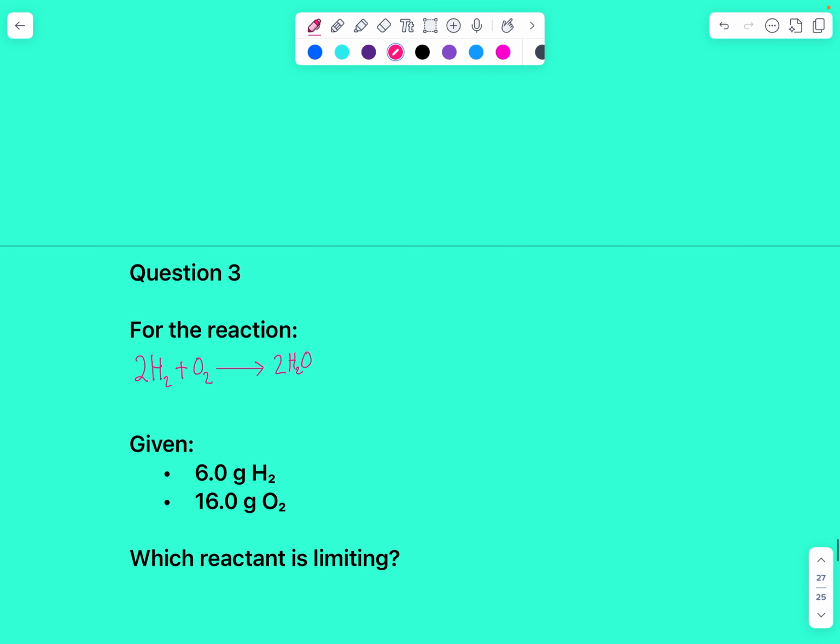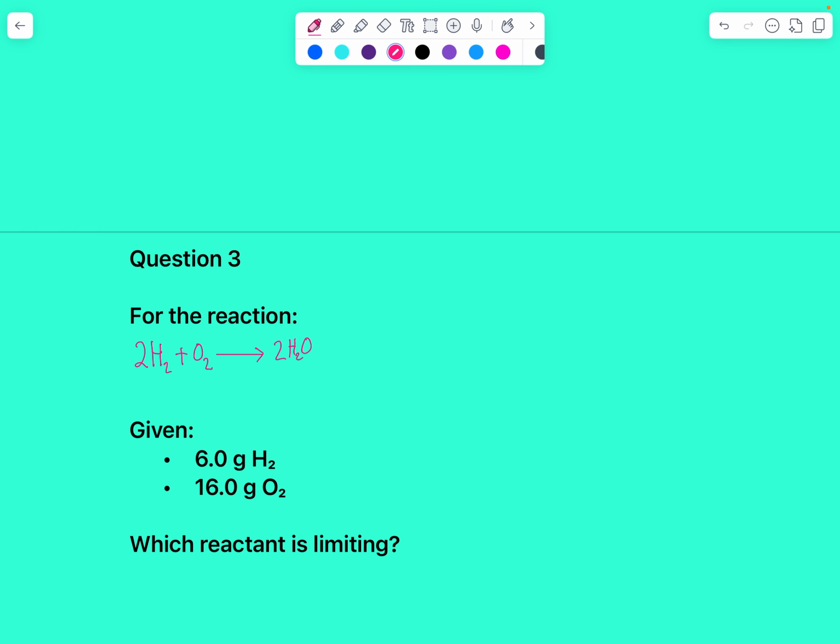Let's go to question 3. We have the reaction 2H2 plus O2, forming as a product 2H2O. You're given 6 grams of H2 and 16 grams of O2. Which reactant is limiting? Let's take a good look at this. On the left side, which is the reactant side, and this is your product side, I have 4 hydrogens, 2 hydrogens times 2, and I have 2 oxygens.